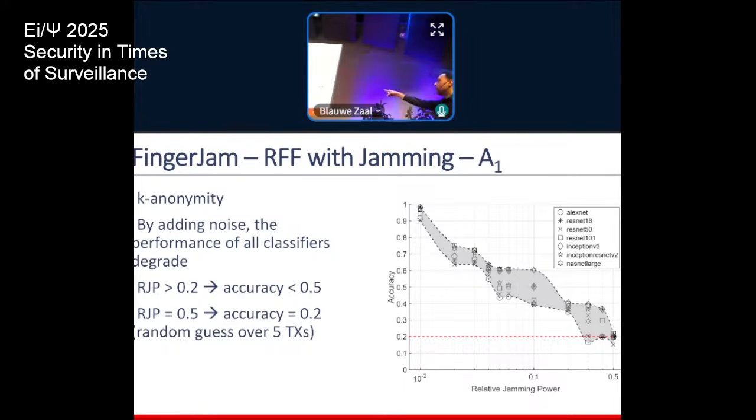You have that trade-off approximately at 0.1 jamming power, as we have seen in the previous slide, and there the classification accuracy, depending on the classifier that the adversary is using, ranges between 0.6 and 0.4. Starting from 1, that could be something already acceptable for some scenarios. It depends a little bit on what your target is in terms of protection of the devices.